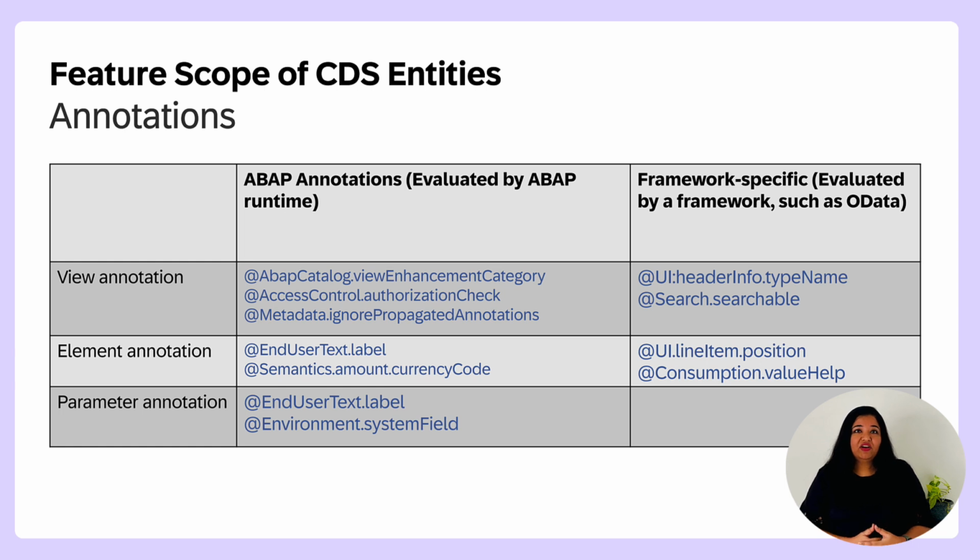On the other hand, we have framework-specific annotations that define the technical and semantic properties of CDS objects that are required by specific software components such as OData, UI, and analytics. They are evaluated by the framework of the corresponding software components using suitable APIs and are not relevant for activation and the ABAP runtime environment. Some examples of framework annotations are consumption for default value or value help definition, search annotations for searchable or default search element, UI annotations for positions in the list view, and many more.